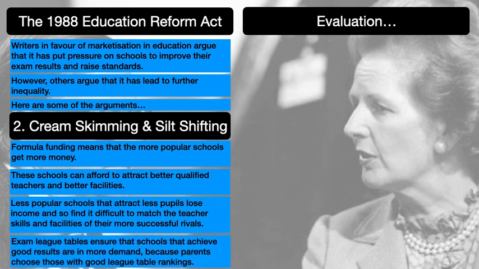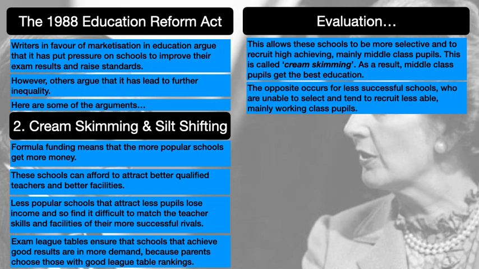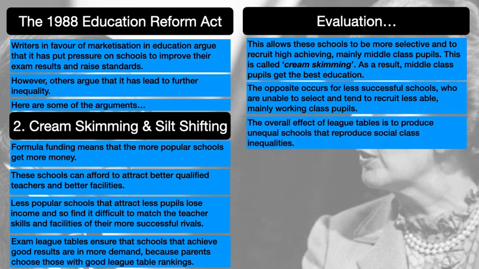The exam league tables ensure that schools that achieve good results are in more demand because parents choose these with good league table rankings, which allows these schools to be more selective and recruit the better achieving, mainly middle class pupils. And that's called cream skimming. As a result, middle class pupils get the best education. The opposite occurs for the less successful schools, who are unable to select and tend to recruit the less able, mainly working class pupils. The overall effect of league tables is to produce an unequal school system that reproduces social class inequalities.